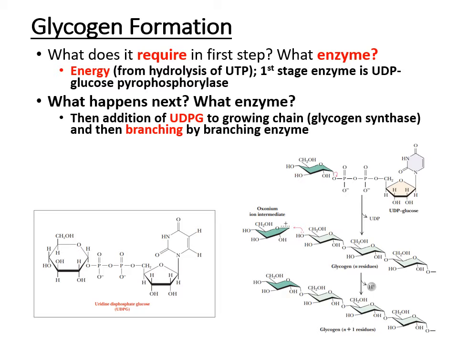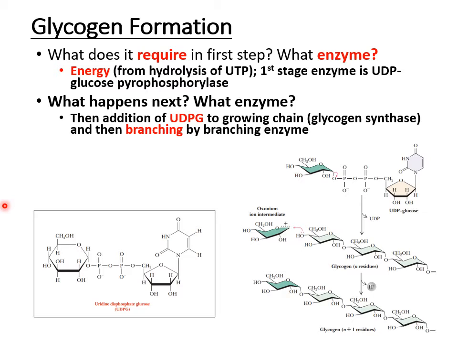When we think of glycogen synthesis, the first thing I want to emphasize is that in this process, in the beginning, it requires energy. That energy is obtained by hydrolysis of UTP. What UTP stands for is uridine triphosphate. Okay, so it's a nucleoside triphosphate.